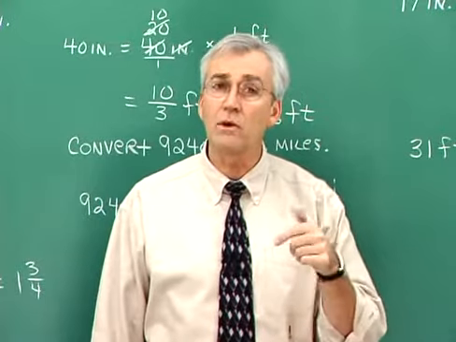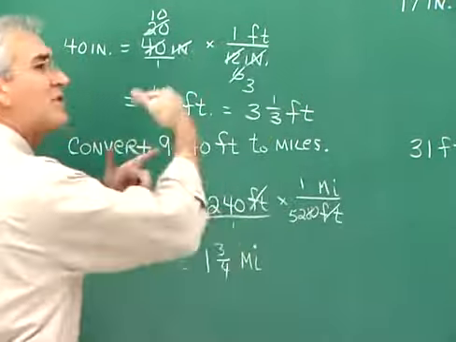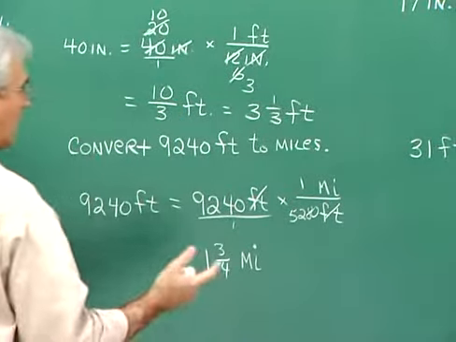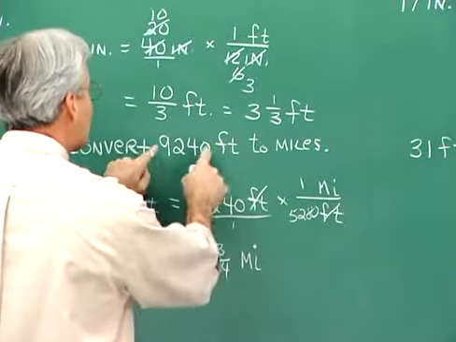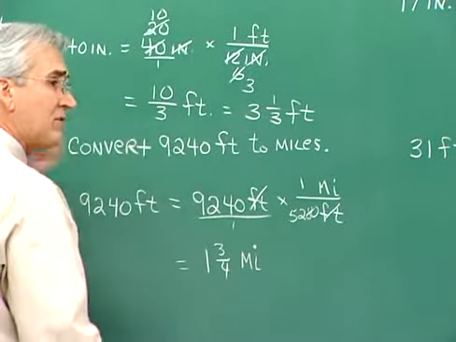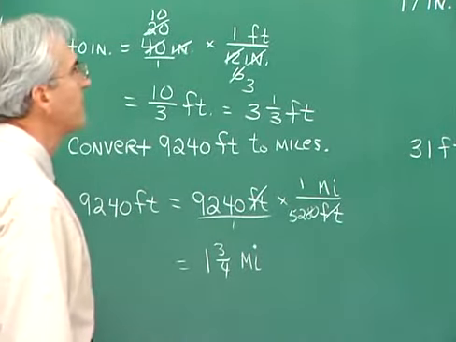To have fewer, we divide. So we're going to divide by the number of small units that make up a large one. Well, it takes 5,280 feet to make a mile, so we're dividing this by 5,280. And that's exactly what we did over here. Just another way to get into the same calculation.